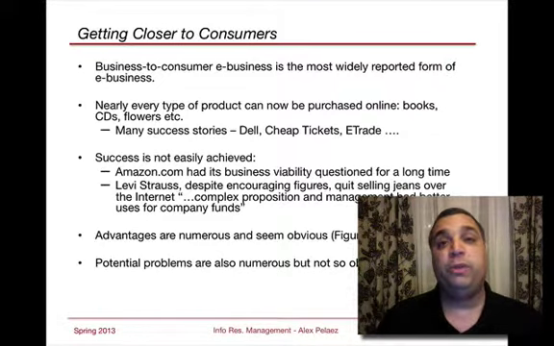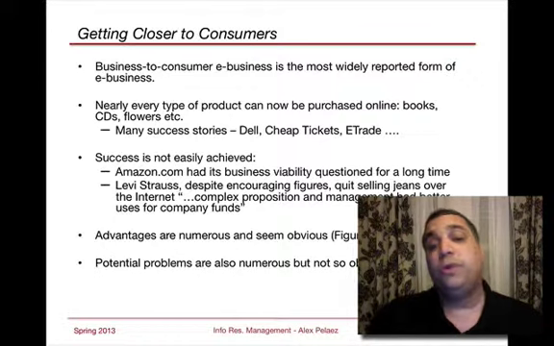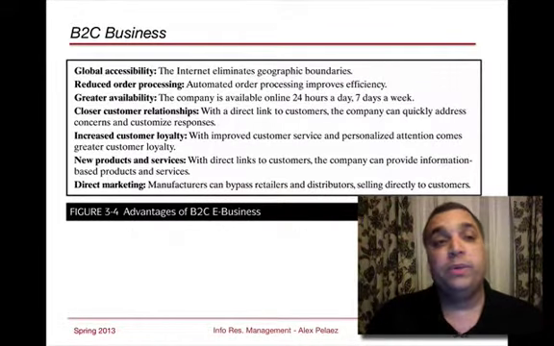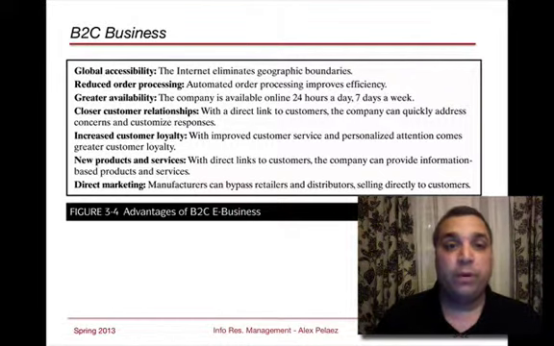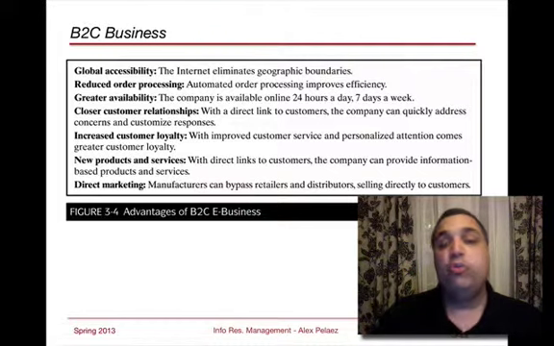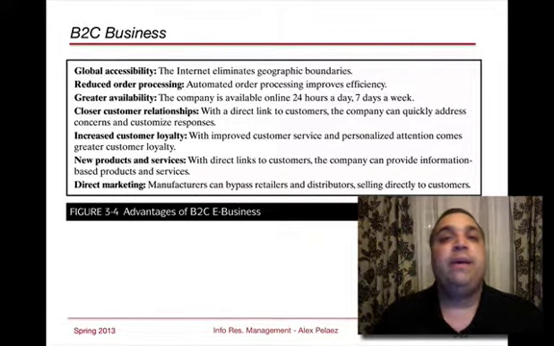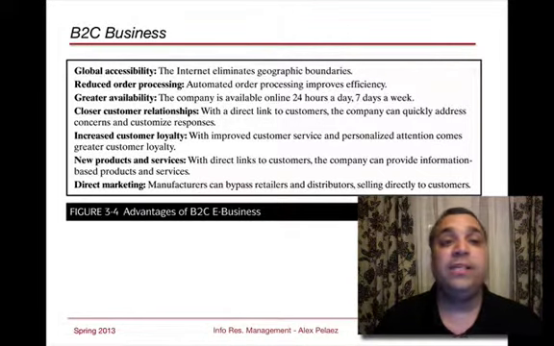There's a couple of figures in your book that will actually show that. And also the potential problems are numerous but not so obvious. So here's what they are. From business to consumer, from a B2C platform, okay, you have global accessibility. I can access anyone, anywhere. Reduced order processing. It increases my efficiency for ordering. I can be open 24 hours a day, constantly taking orders.